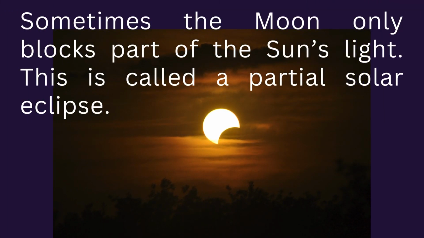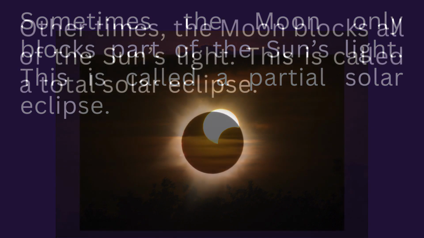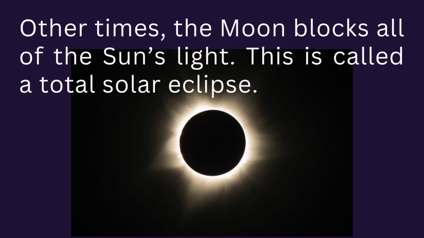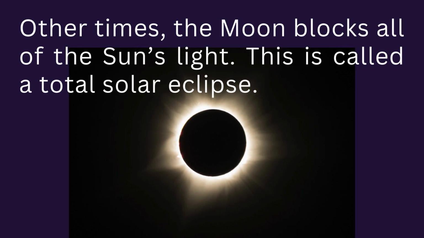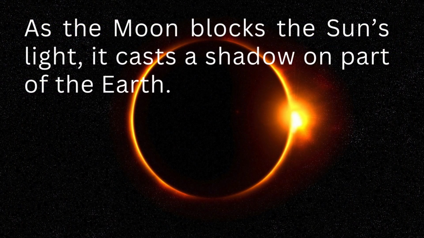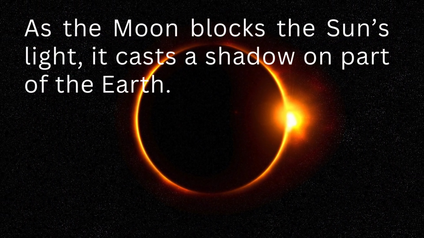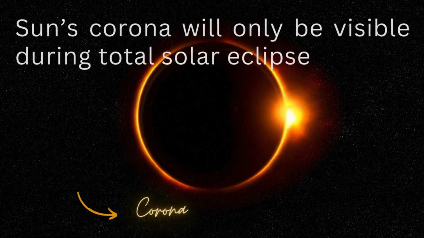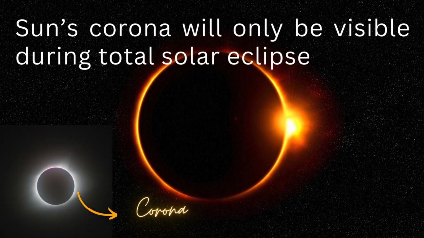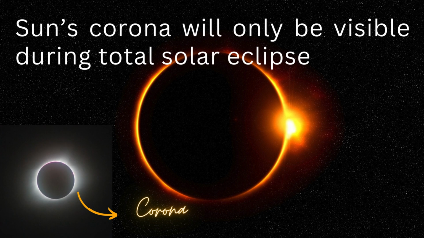Now coming back to solar eclipse, sometimes the moon only blocks part of the sun's light. This is called a partial solar eclipse. Other times, the moon blocks all of the sun's light. This is called a total solar eclipse. As the moon blocks the sun's light, it casts a shadow on part of the Earth. The sun's corona will only be visible during a total solar eclipse.